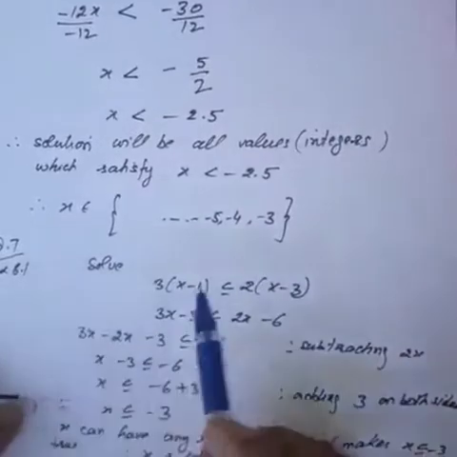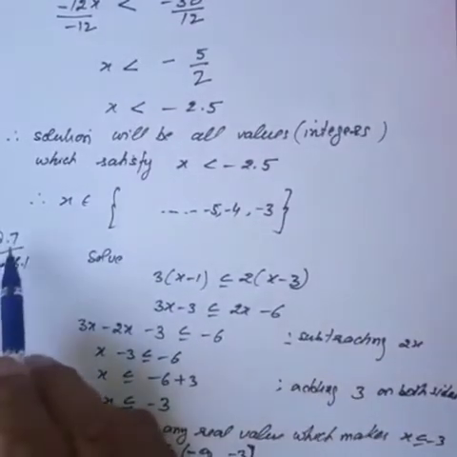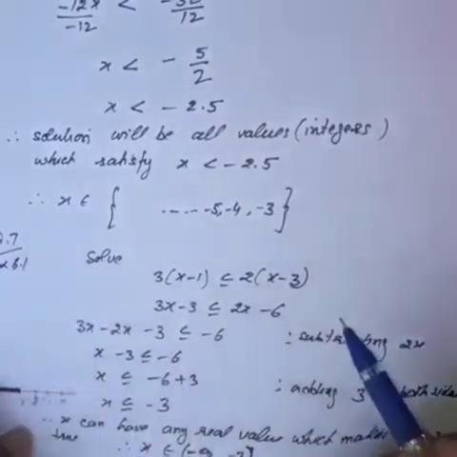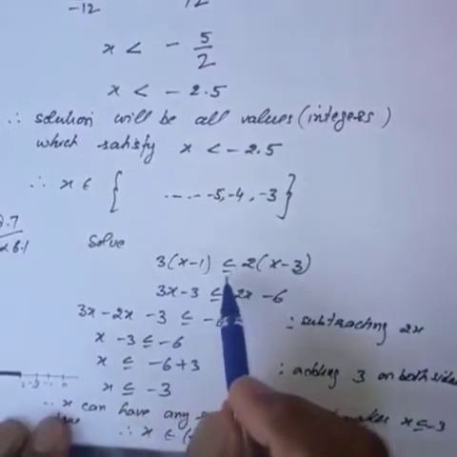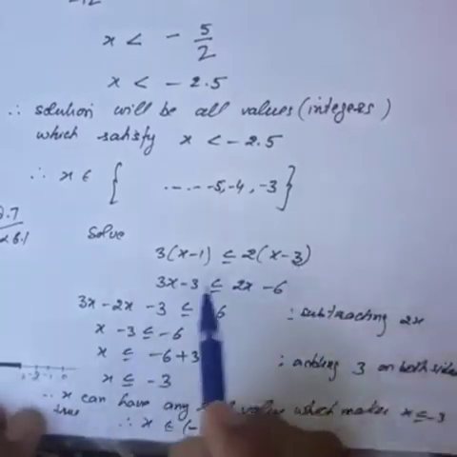Now on to the next question. I am taking question number 7 of exercise 6.1. Solve 3 into x minus 1 less than or equal to 2 into x minus 3.